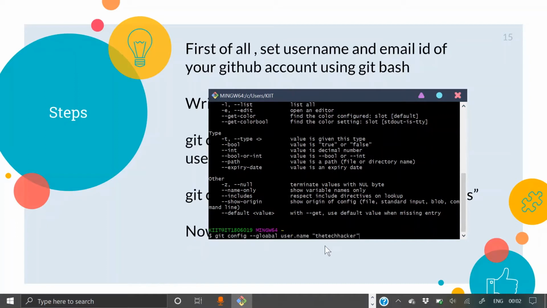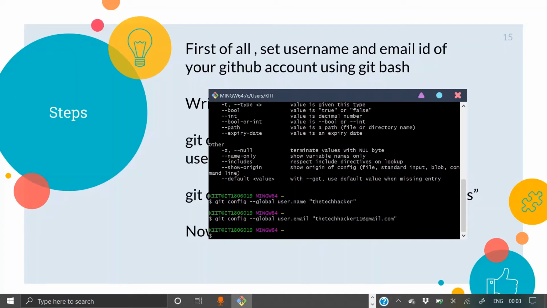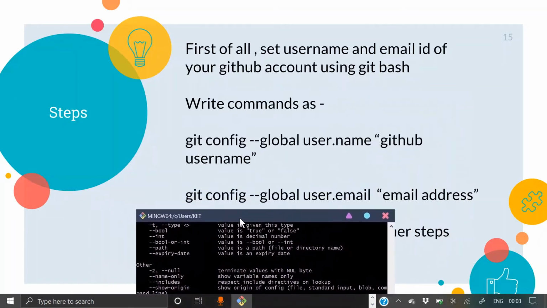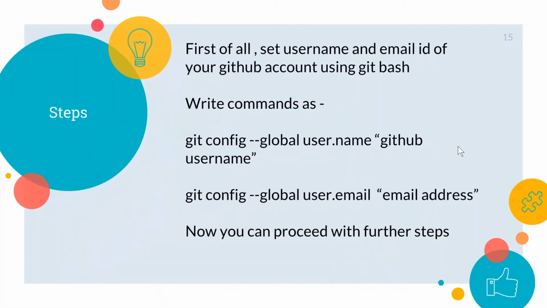Okay, sorry, it would be git config --global. After that, here you need to write user.email and your email address. Mine is thetechhacker11@gmail.com. So you have set the global username and email address for your GitHub account.